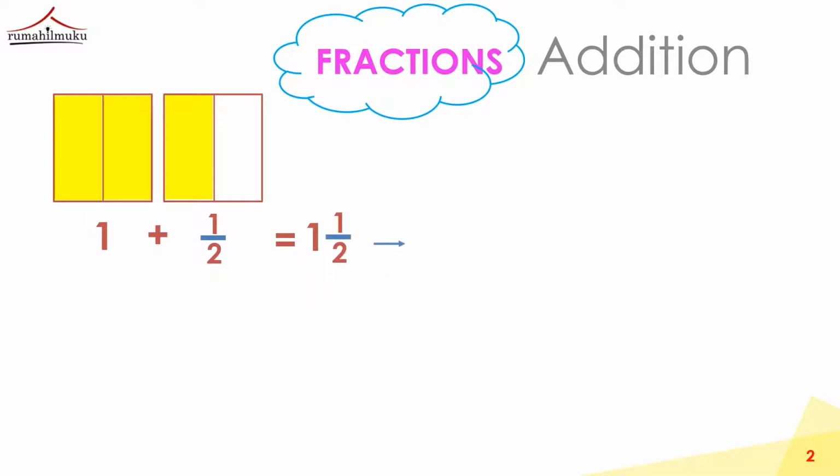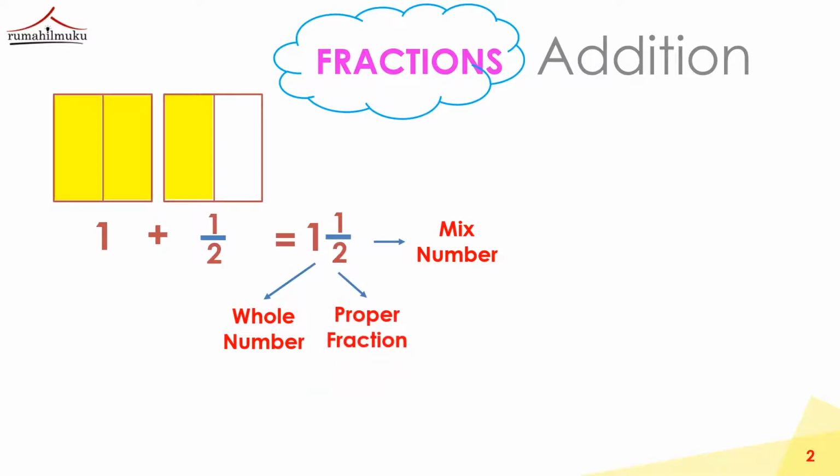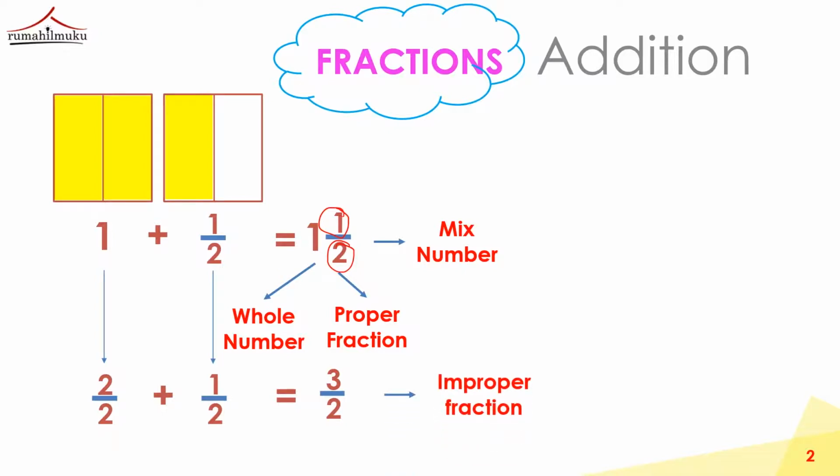which is called a mixed number, where the one whole represents the whole number and one half represents the proper fraction. In a proper fraction, the numerator is smaller than the denominator, but we can also say one whole plus one half as two halves plus one half equals three halves. Three halves can be called an improper fraction, where the numerator is bigger than the denominator.